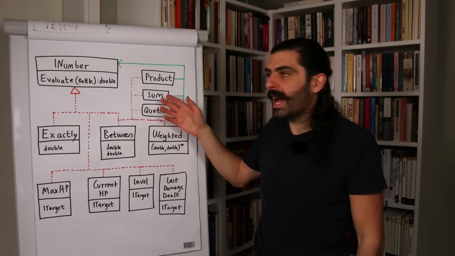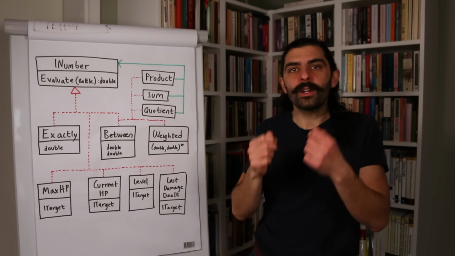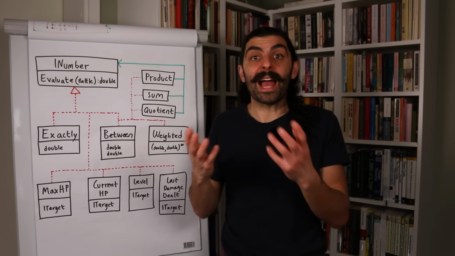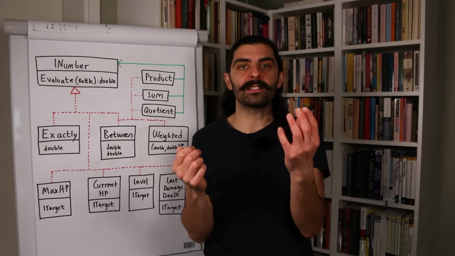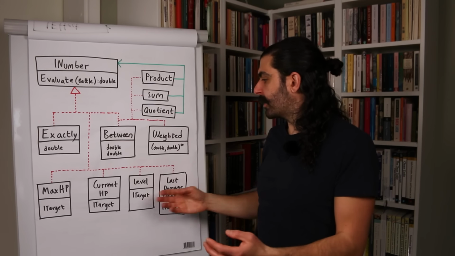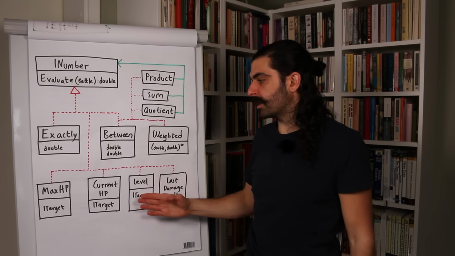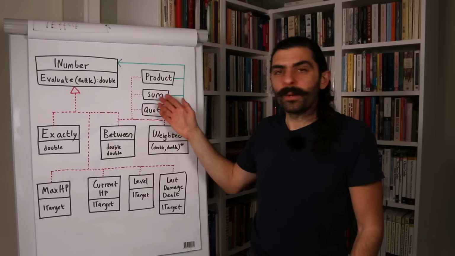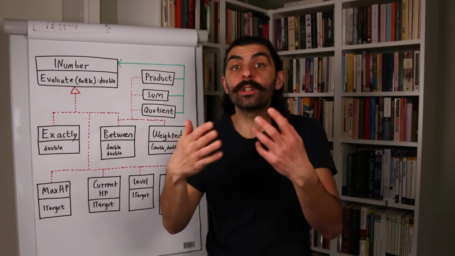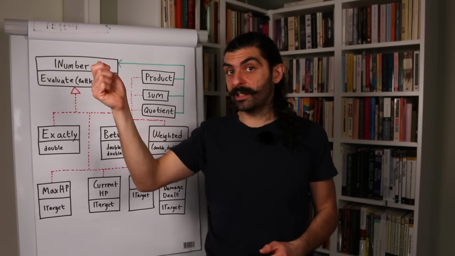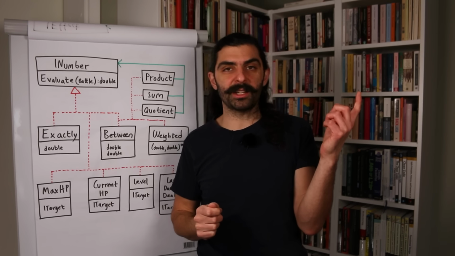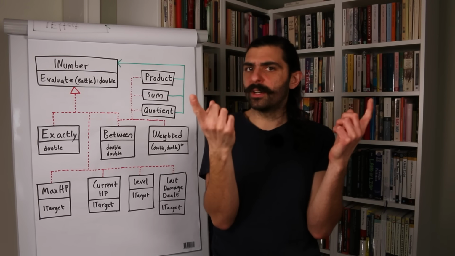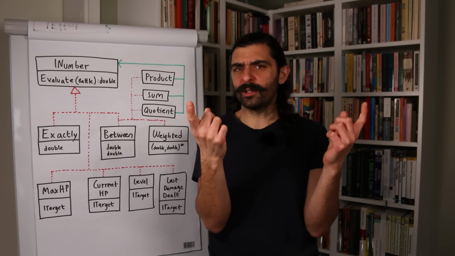And of course, we could have more composites. We could have one called max, which returns the biggest of 2 numbers. And it doesn't matter where the numbers come from. You know, maybe one number is a level and one is a max HP. Could be any kind of I number. Or we could have another composite, which is a conditional number that checks a condition and returns one number if the condition is true, and the other number if the condition is false.